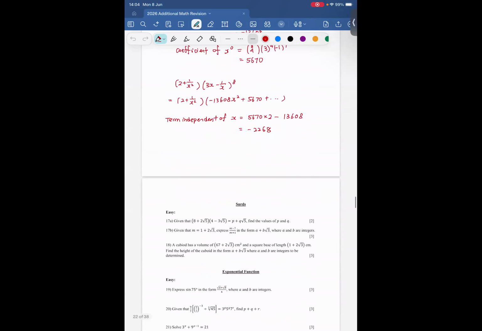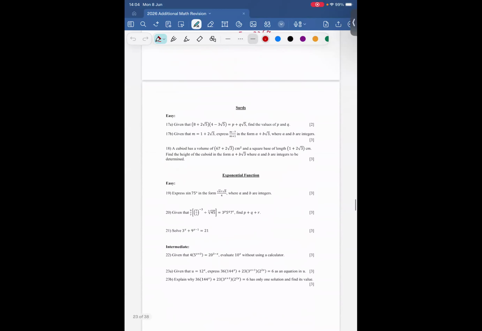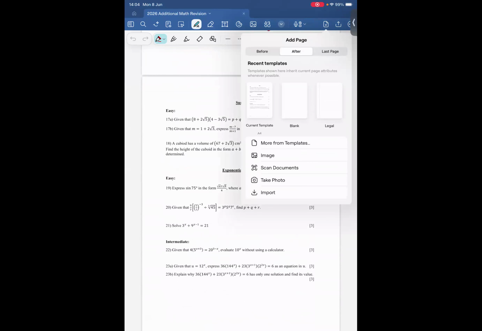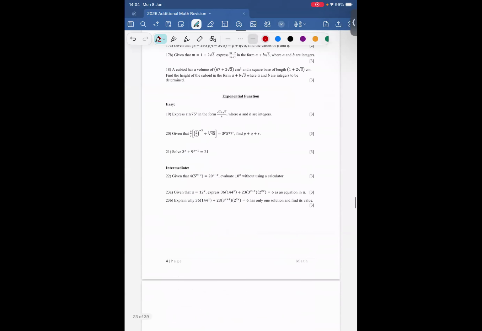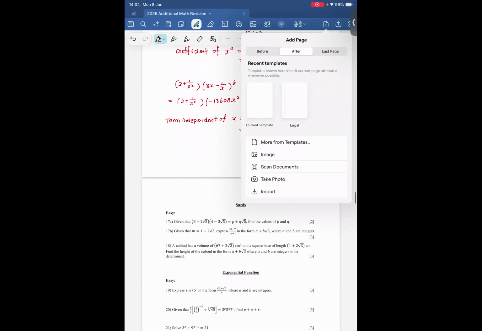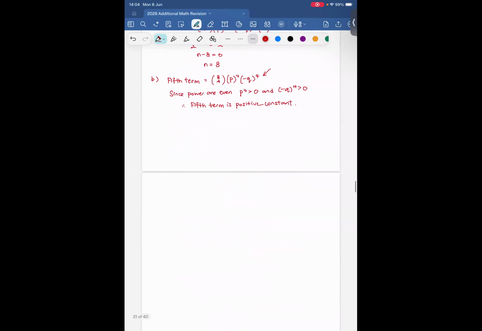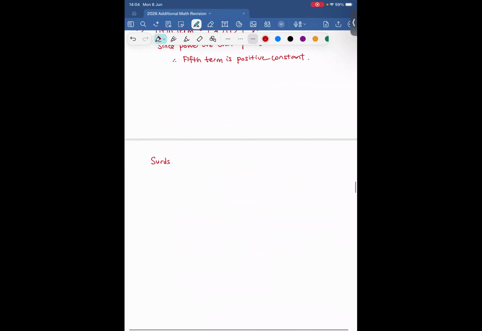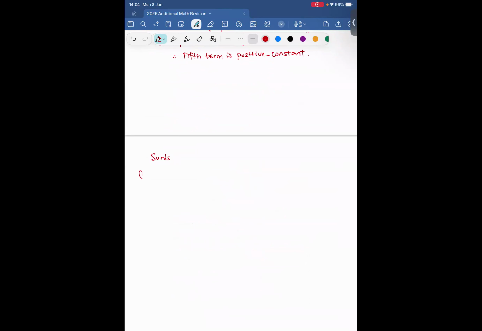Binomial already. So today we will continue with our Surds. Okay, so in Surds, there's only two things that you need to know.